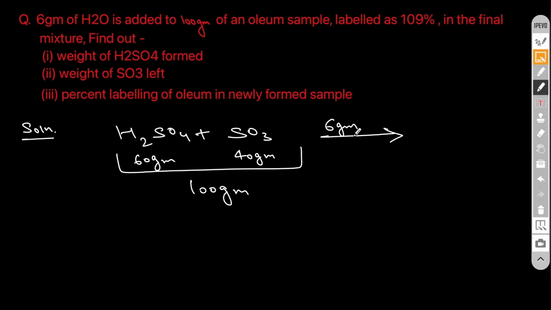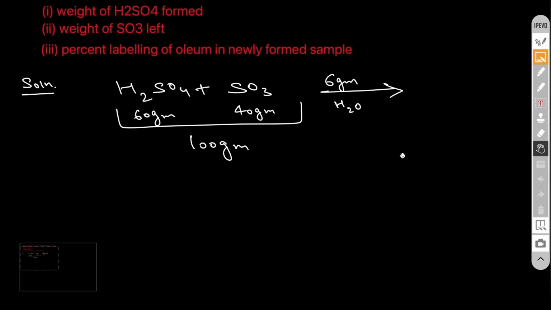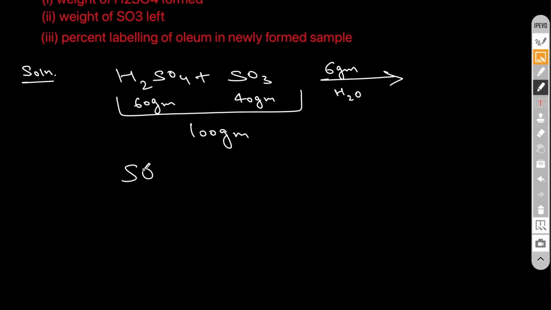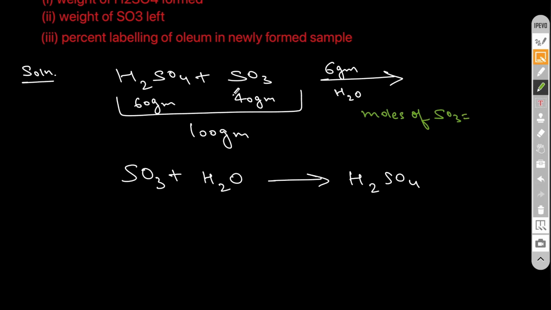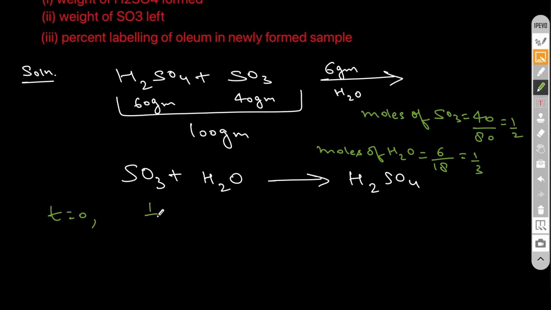So 6 gram of water is added as per the problem. We know that when water is added to SO3, it forms H2SO4, right? So we'll write the moles of SO3, which is weight divided by molecular weight, 40 divided by 80 gram per mole, it will come out to be 1 by 2. Similarly, moles of water will come out to be 6 divided by 18, which is 1 by 3, right? So at time t equal to 0, we have moles of SO3 as 1 by 2 and moles of water as 1 by 3, right?